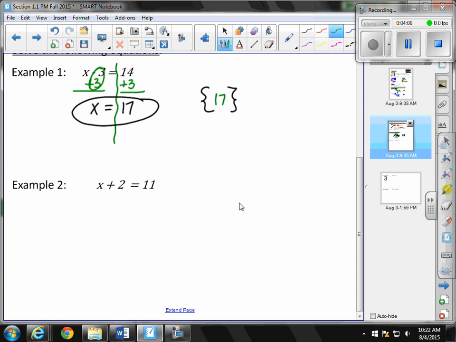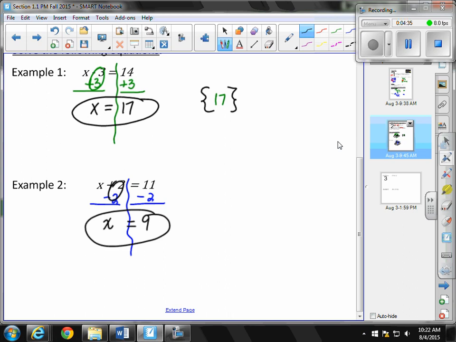Example number 2 says we have x plus 2 equals 11. Again, I'm going to divide along my equal sign. I have x plus 2. If I want to get the x by itself, I have to subtract 2. Whatever I do on the left, I do the same thing on the right. Plus 2 minus 2 is 0, so I'm left with x equals 11 minus 2, or 9. And there's my solution to example number 2.